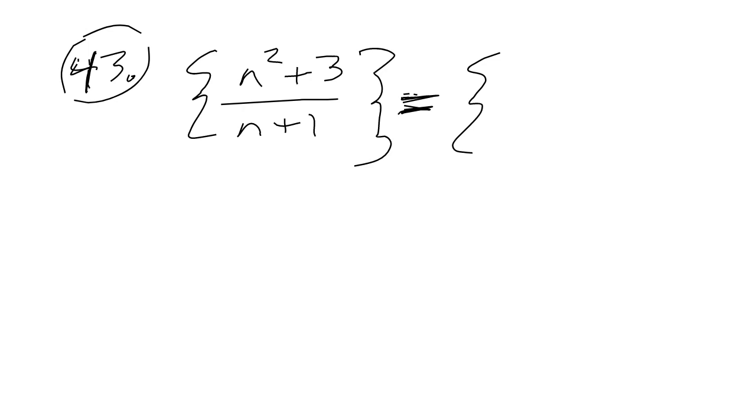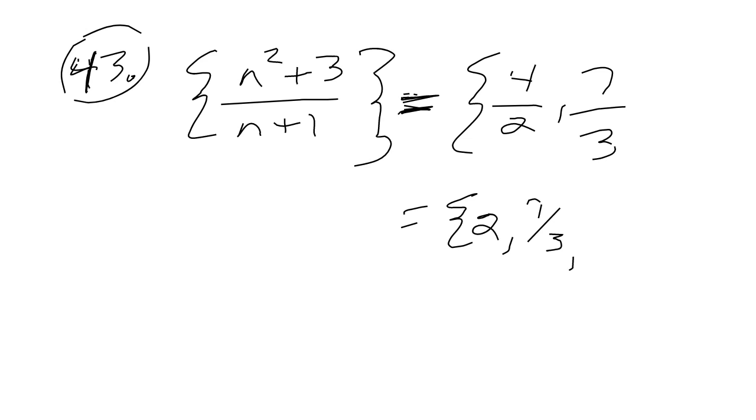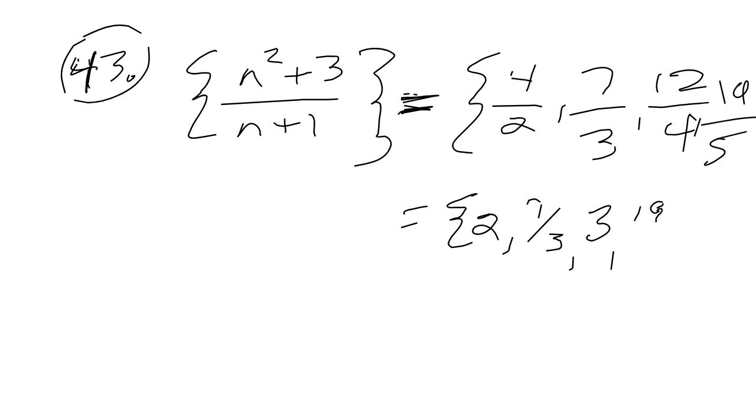So if n is 1, we would get 1 plus 3 is 4 over 2, so we're going to get 2 for the first term. If n is 2, we get 4 plus 3 is 7 over 3, so 7/3. If n is 3, we get 9 plus 3 is 12 over 4, which is 3. I'm going to do one more here. If n is 4, we get 16 plus 3 is 19, and 19 over 5, so 19/5, which is a little bit less than 4. But anyway, it's going to keep going.